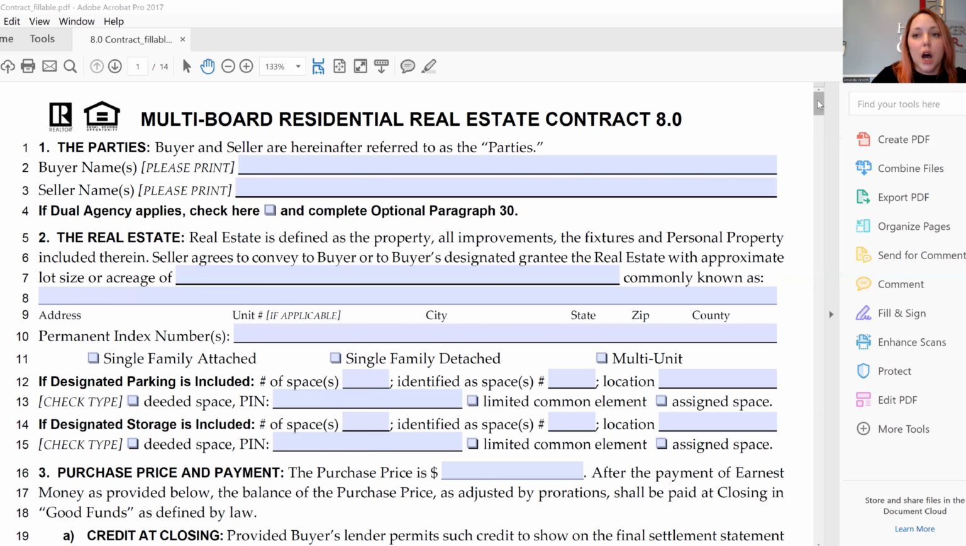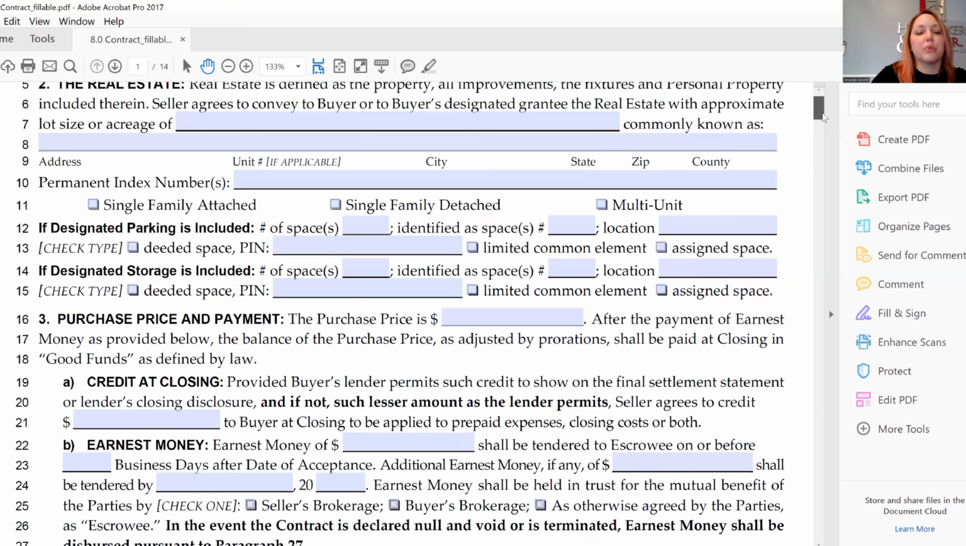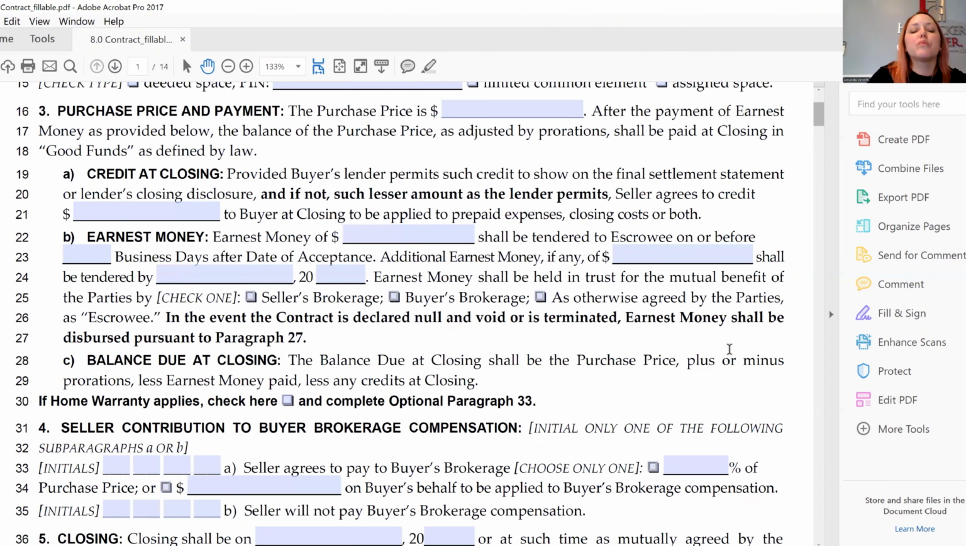All right, so next up, we're going to have paragraph 3. Let me scroll down a little bit there. All right, so this is your purchase price and your payment, okay? So first of all, you're going to put your purchase price in, all right, easy enough. And that's where any changes to the purchase price, if you're going back and forth on this offer, just make sure if they get crossed out, they're all initialed, or that the new finalized version is initialed.